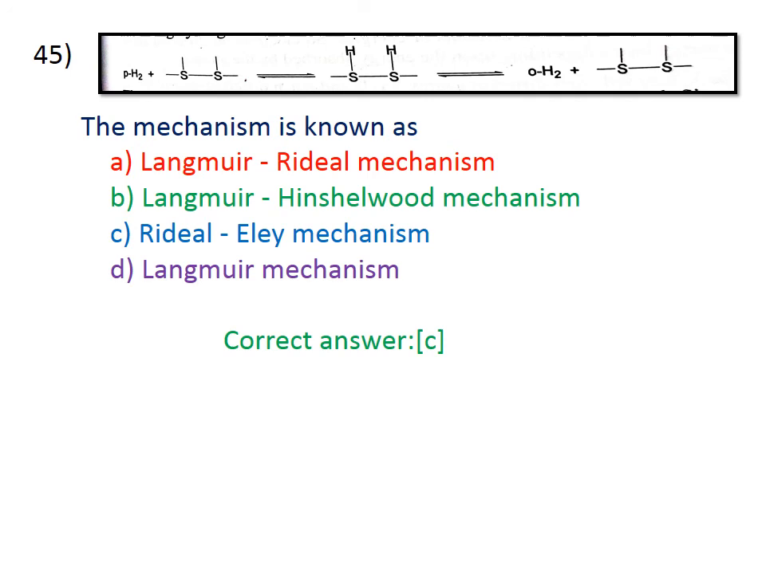Para-hydrogen is converted into ortho-hydrogen in the adsorption process by the Rideal-Eley mechanism. Correct answer for this question is C.